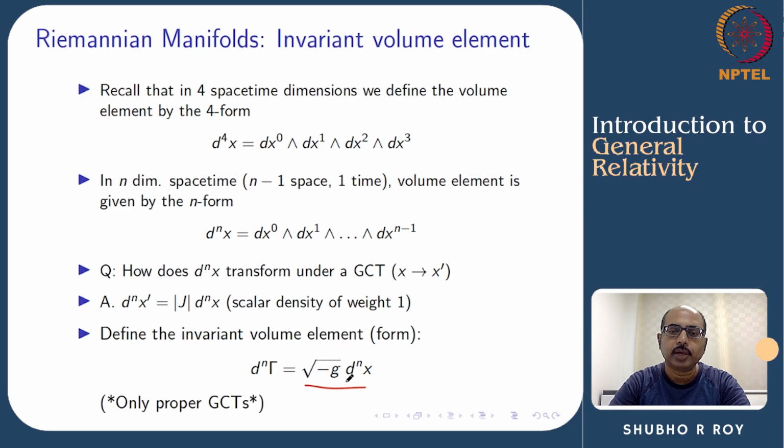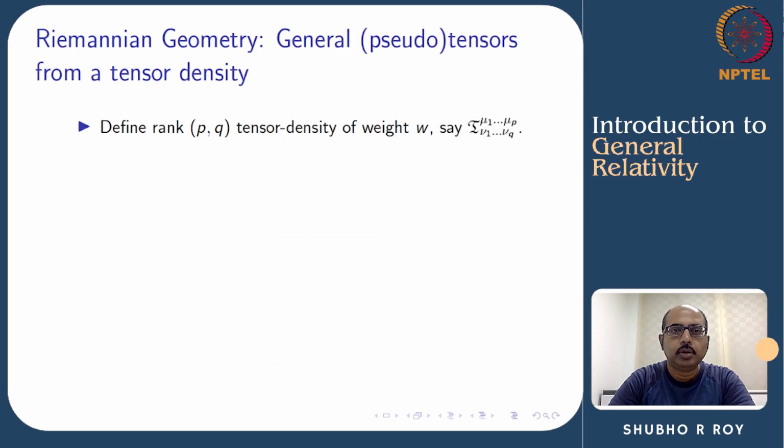volume element. Okay. So again, this is only invariant under proper general coordinate transformations, in which the Jacobian determinant has positive sign. That means we are ruling out things like parity and time reversal. All right. So the final slide, which is on the tensor densities of weight W.